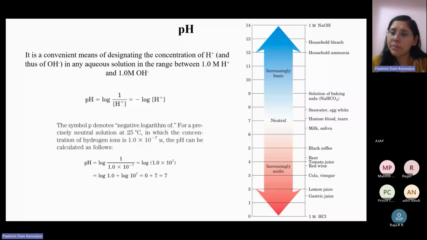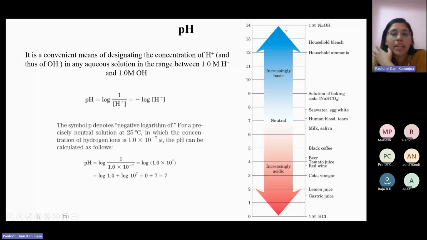So on the right, what they're trying to show here is, at different pH, what are the general normal chemicals that show at that pH range. So for example, gastric juices and lemon juice are highly acidic. But when you use bleach in your house or household ammonia, those are very basic in nature. While human blood and tears are neutral. They have a pH of 7.